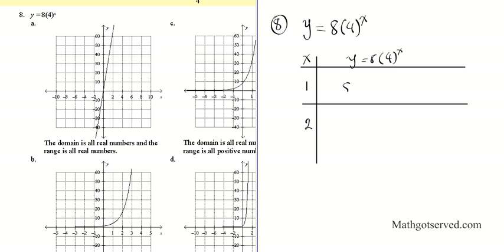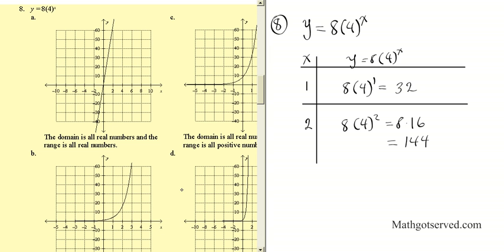I'm going to plug them into the function y equals 8 times 4 to the x. So for the first one, it's going to be 8 times 4 to the first power. 8 times 4 is 32. And then for the second one, it's going to be 8 times 4 to the second power, plugging in 2 for x in the function, which is 8 times 16. 8 times 16 is 80 plus 64, which is 144. Okay? Alright, so let's see which one matches.